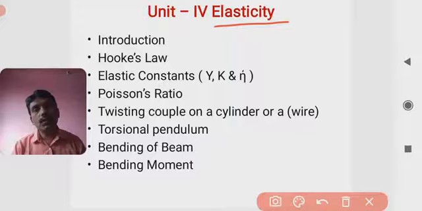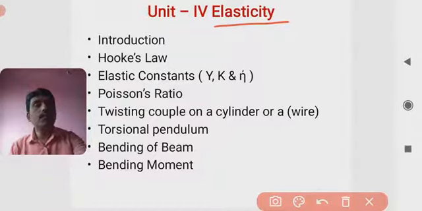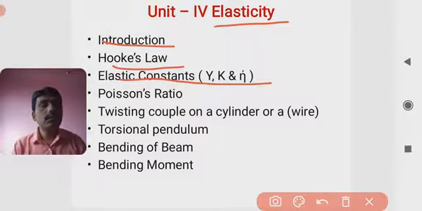Why is it that every body does not show the same elasticity? Why and how they perform, according to that, either as a plastic body or an elastic body, we will see in this fourth unit, in the introductory part, and Hooke's law, what it means. Elastic constants, that is why K and eta, that is nothing but Young's modulus, bulk modulus and modulus of rigidity.